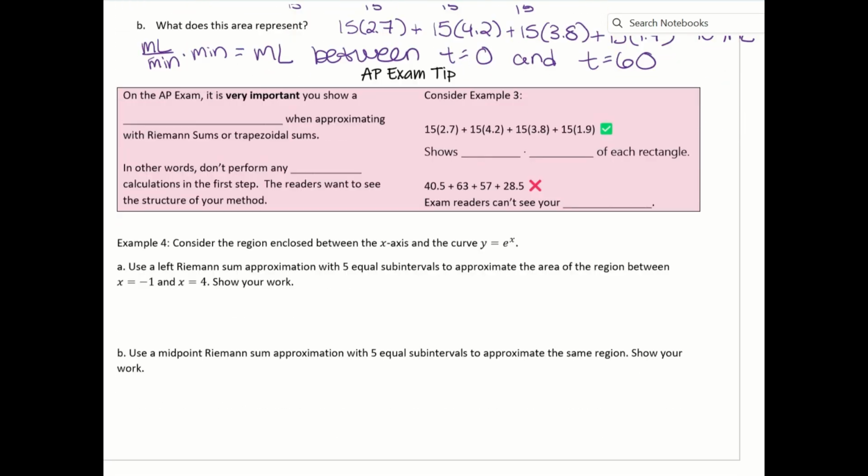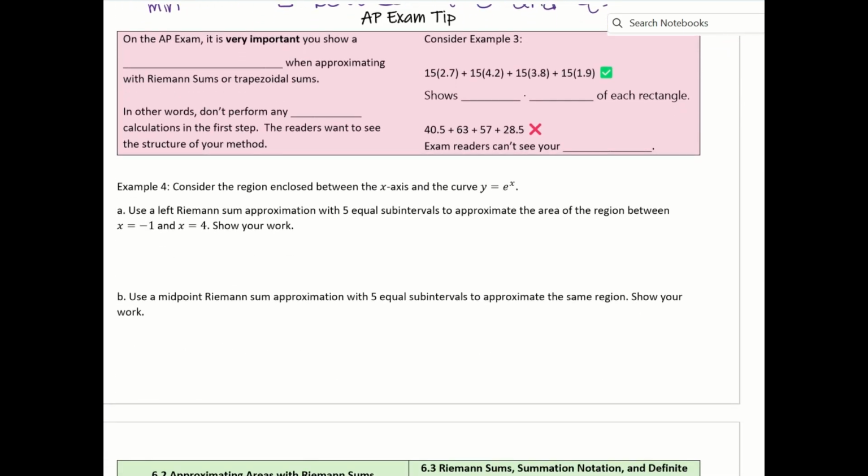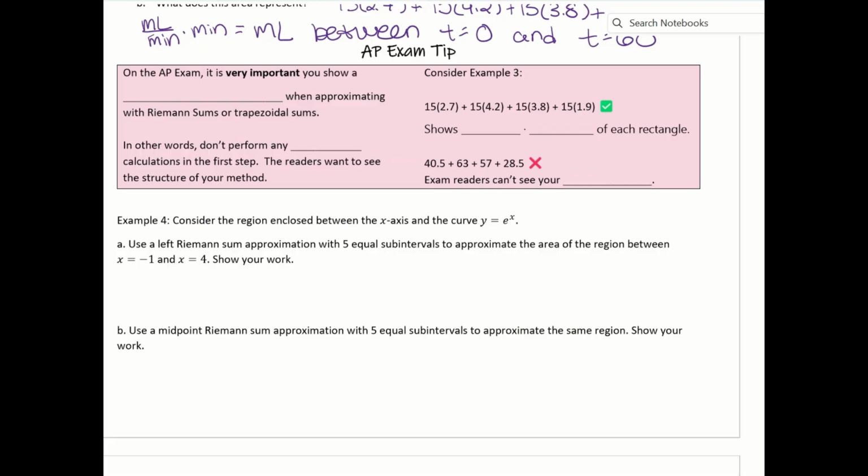So here's an important tip for the AP exam. On the AP exam, it's really important that you show a sum of products if you want full credit on these Riemann sum problems. So in other words, don't do any mental math. Don't do any mental calculations in the first step. Here's why.